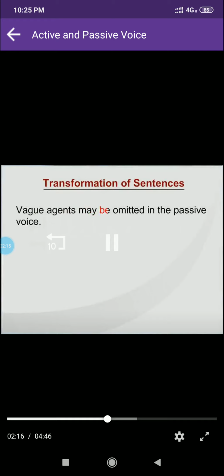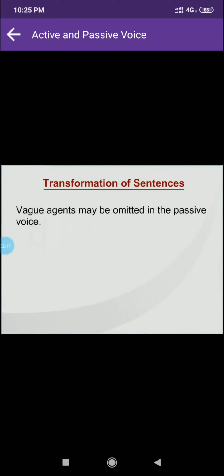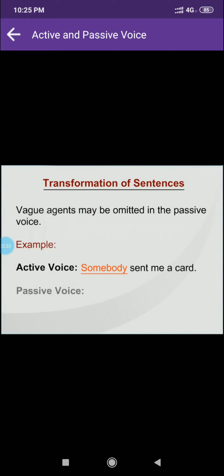Vague agents may be omitted in the passive voice. For example, in the sentence, somebody sent me a card, the subject is unknown or vague, so in passive voice we can do away with the agent. Therefore the sentence will become, a card was sent to me.